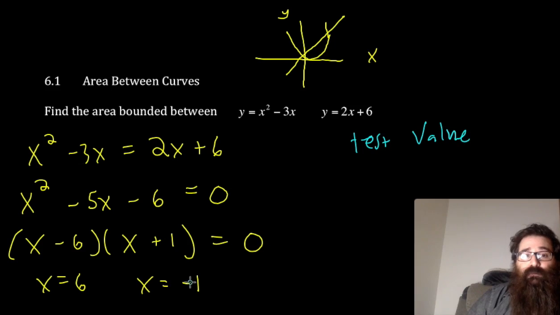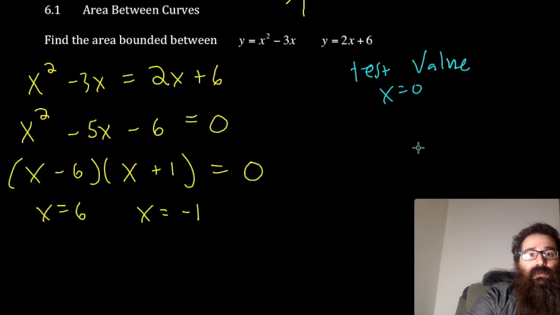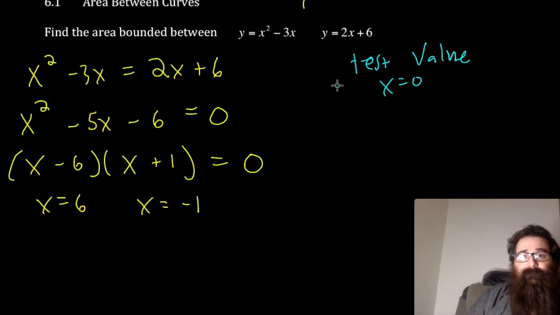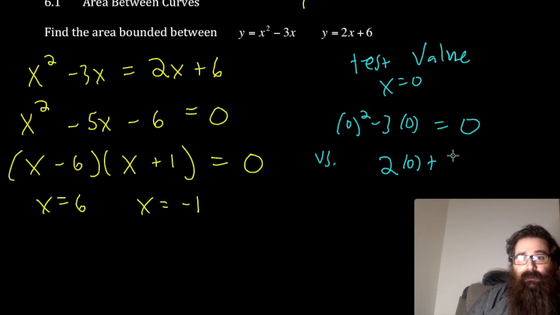Since I just have these two boundary points, that means I just have to pick one test value in between. So pick a number between negative 1 and 6. I'm going to pick 0, my test value, x equals 0. If I plug into my two functions, let's say I plug into the x squared minus 3x, that gives me 0 squared minus 3 times 0, which gives me 0, versus if I plug into the other function, 2 times 0 plus 6 gives me 6.